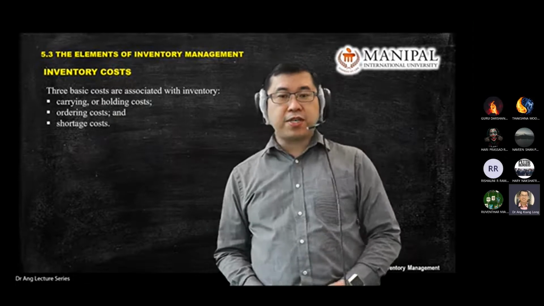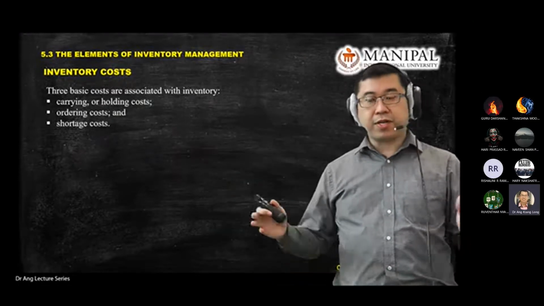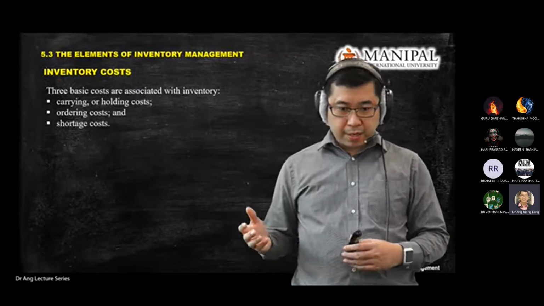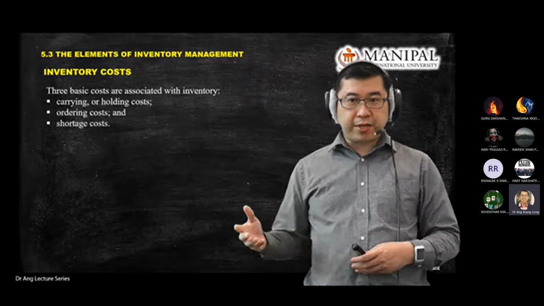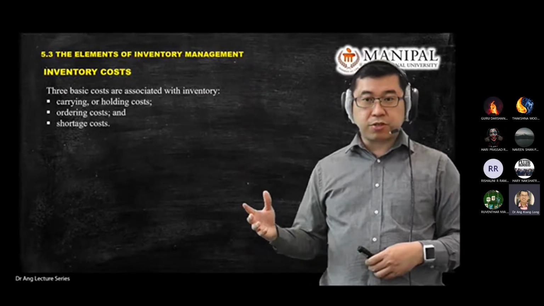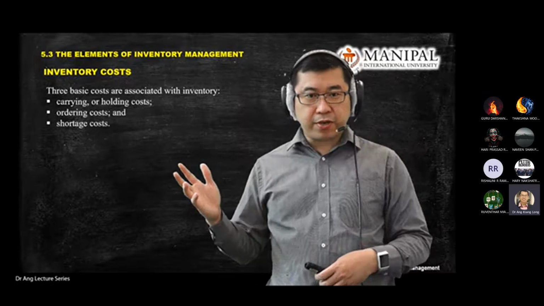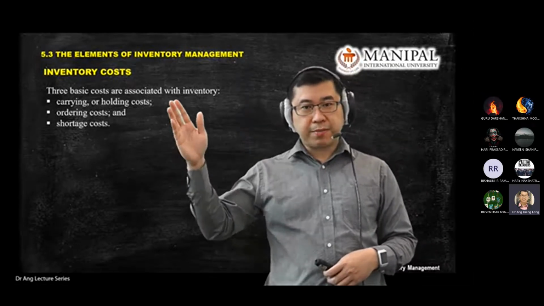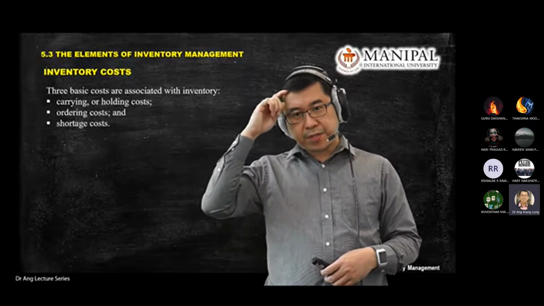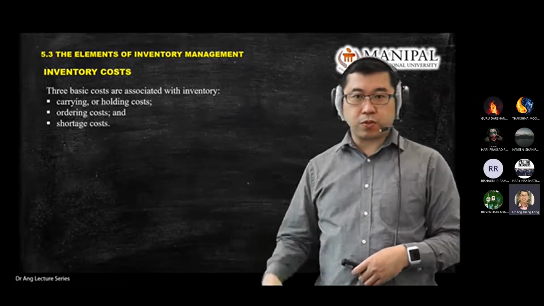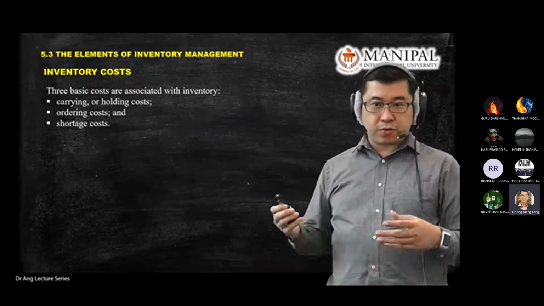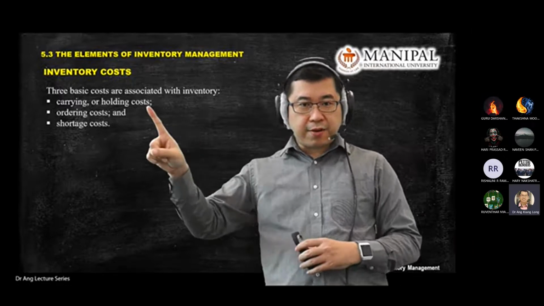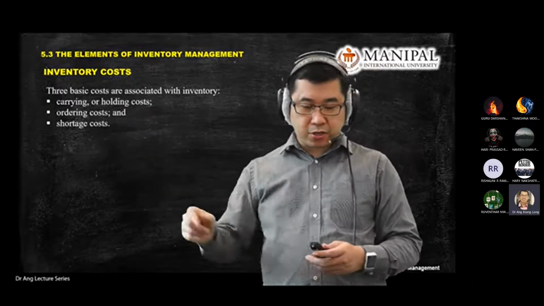So imagine yourself in the inventory or in your factory house, right? I think most of you have done your industrial training, or haven't, but when you have an opportunity to go into industry, you have the opportunity to go into their inventory to see how they manage their stocks. So we have three types of costs: carrying, ordering, and shortage.